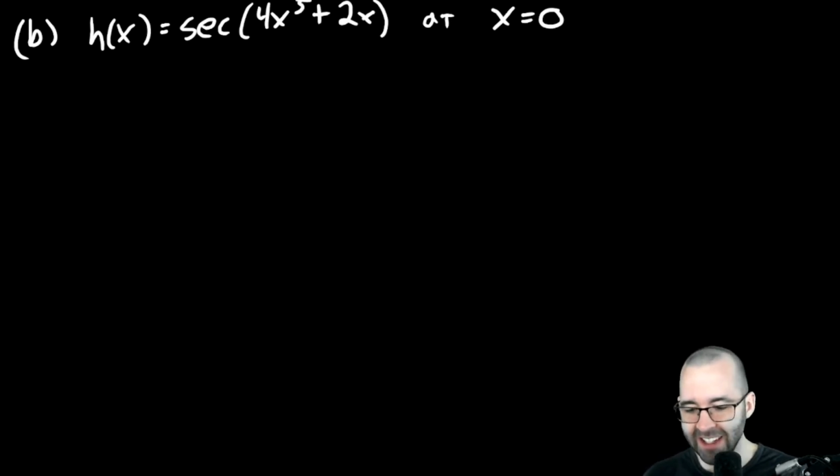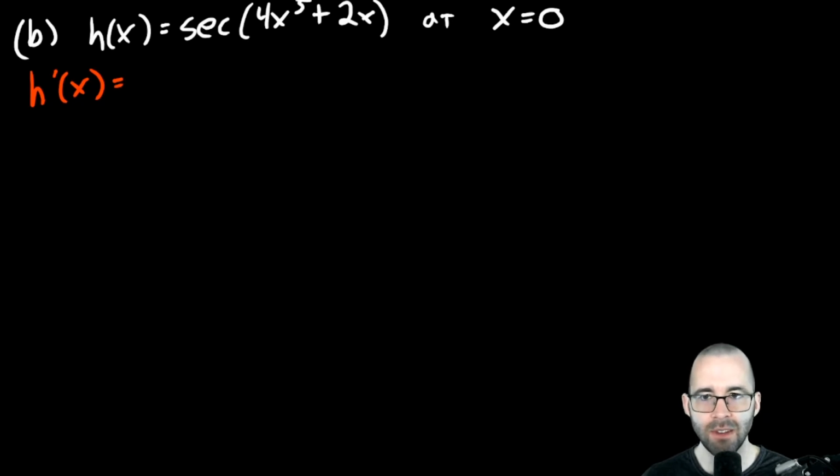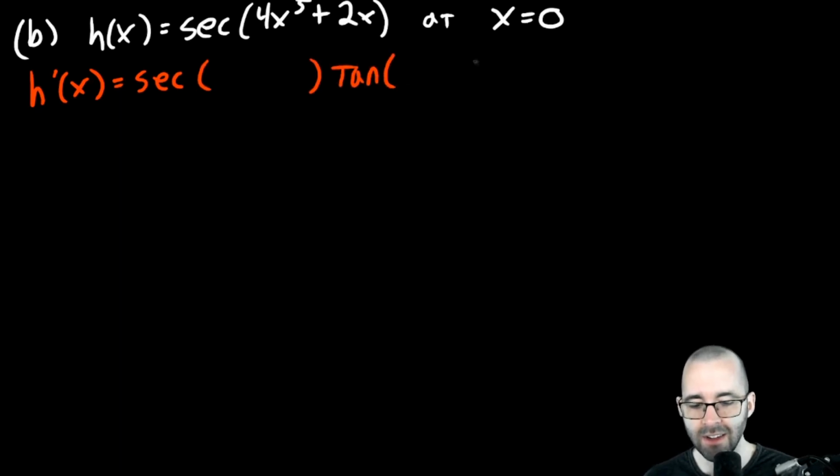Okay. And again, we'll do it both methods. We need the derivative. It's take the derivative of the outside function and leave the inside function alone. The derivative of secant is secant tangent.